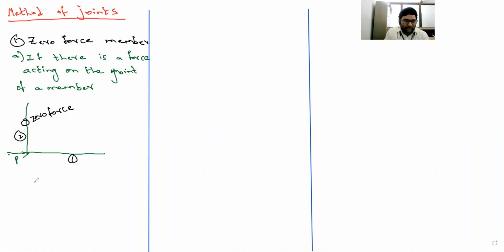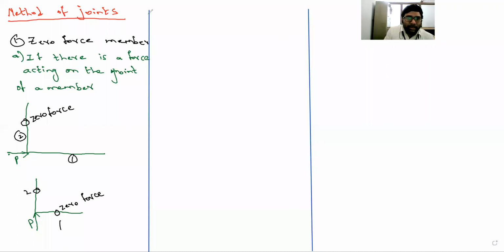And the second case would be, you can see that now, there is a force P acting vertically. So this will be 1, this will be 2, and this becomes zero force member. This is one of the very important points to be considered while analyzing a truss, first case.